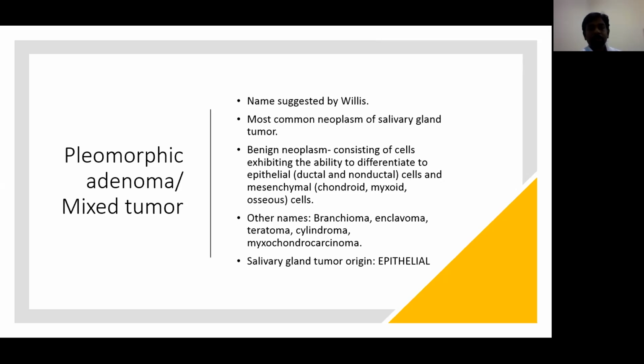Okay, so it was named by Willis, and it is the most common salivary gland tumor, and basically it is a benign neoplasm. Okay, it is composed of epithelial cells and mesenchymal cells, and under the mesenchymal you have chondroid, myxoid, and osseous elements. So all those cells can be seen in this tumor. Okay, other names are there, and it's not really needed for you.